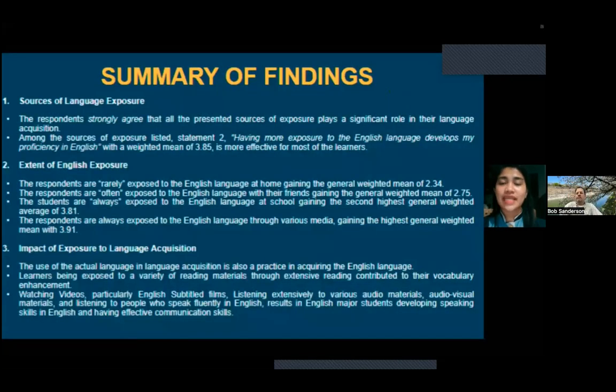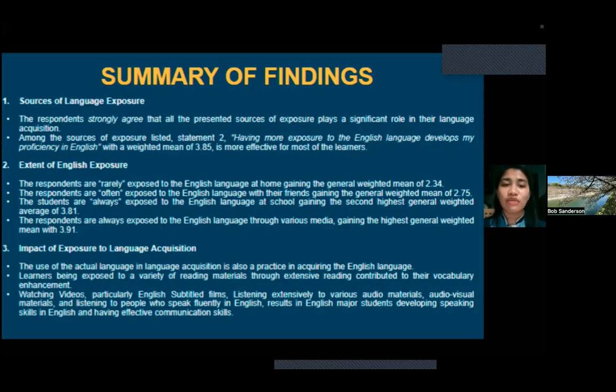For the summary of findings through the data gathered and analyzed by the researchers, we came up with various findings that answered our three statements of the problem in our study. First, the researchers find out what are the sources of language exposure. We find out that overall, with a general weighted mean of 3.67, the respondents strongly agree that all the presented sources of exposure play a significant role in their language acquisition. The presented sources of exposure refer to practicing the English language outside the classroom in many contexts, watching English TV programs, videos, or movies, using social media apps such as Facebook, Instagram, and Twitter, surfing the internet, and communicating in English outside the classroom.